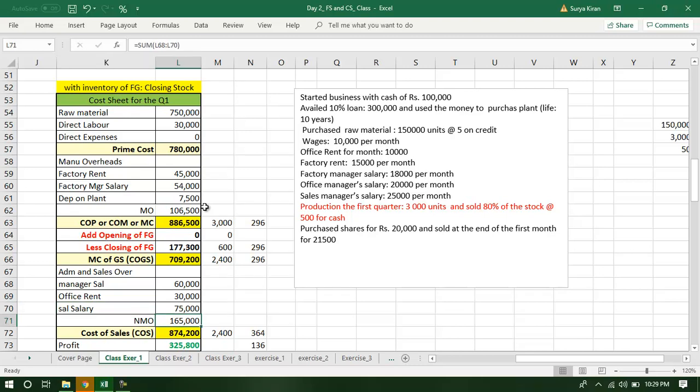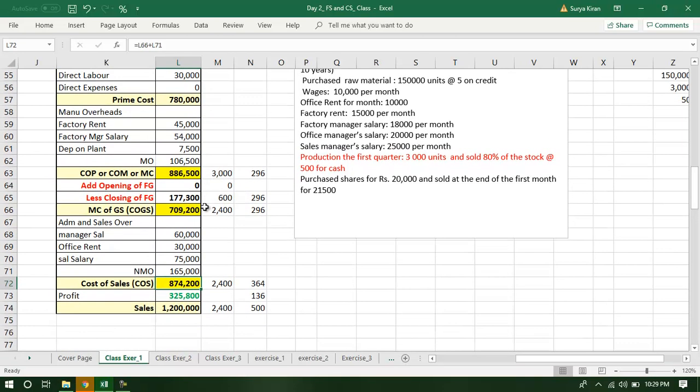Then add non-manufacturing overheads: manager's salary, office rent, salesman's salary. The summation of that is the non-manufacturing overhead. So manufacturing cost of the goods sold plus non-manufacturing overheads will give us the cost of sales. And since 2,400 units are sold at 500, because the price is given, the sales is 1.2 million. So profit is equal to sales minus cost of sales.